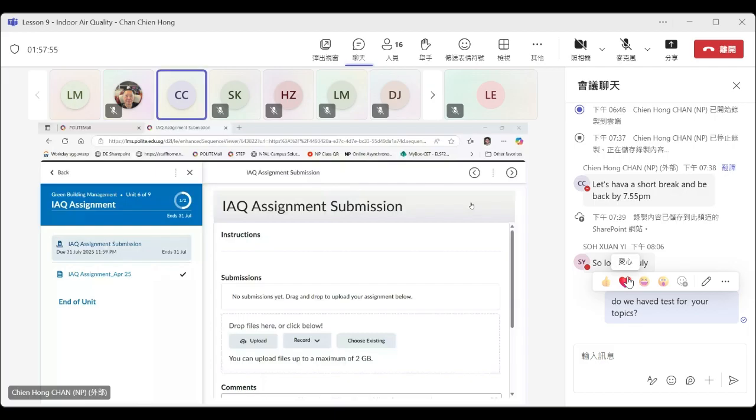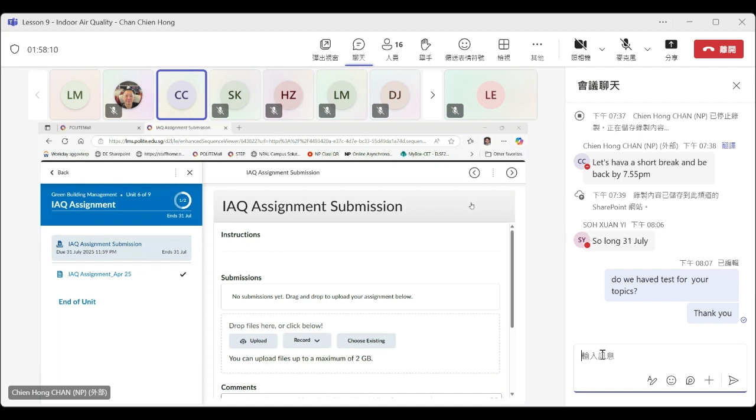Feng has a question. We don't have tests for these topics, not my topics. I think the test component probably will come from Uni's topic. So for my part, just submit the assignment and that's it. Hopefully everyone scores near full marks.